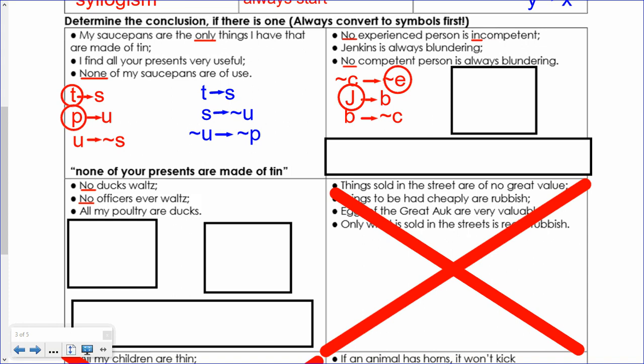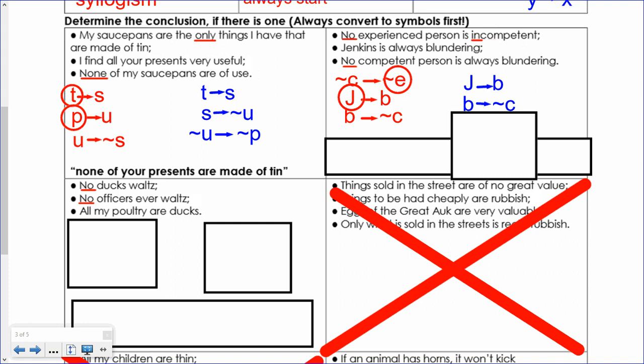Which one do you want to start with? Okay, J. Let's start with J. That's how I start. Alright, so we're going to start with J arrow B, because J is positive. What do I need my next line to start with? Do I have a line that starts with B? I do. That one comes next.